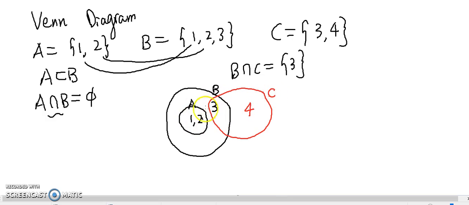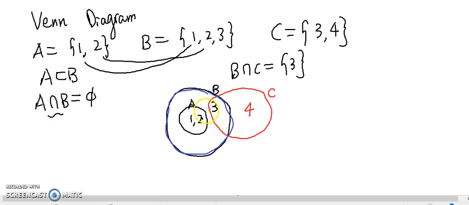So by looking at this picture, we can see this picture is better than looking at the sets. We can tell very quickly A is completely contained in B because circle A is inside of circle B, and we can tell B and C, these 2 circles intersect. So let me use blue color for B. So the blue circle and the red circle, they intersect. They have something in common, which is 3 here. And we can see the black circle and the red circle, they don't have anything in common.